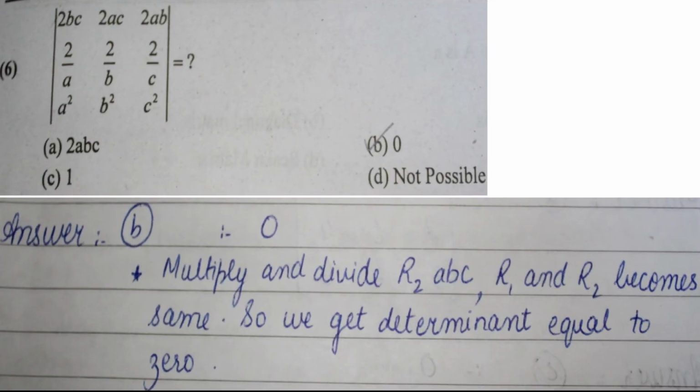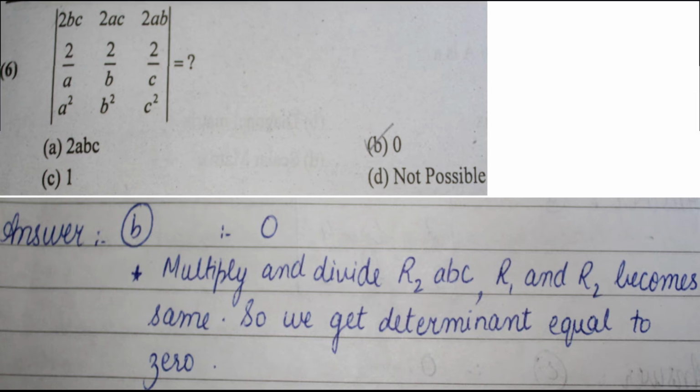In the next question, we have to find the determinant. What we are going to do is, we are going to multiply and divide R2 by ABC, and R1 and R2 will become the same after that. So we get determinant equal to 0 as both the rows are going to be the same. So in this case, our determinant is going to be 0, option B.